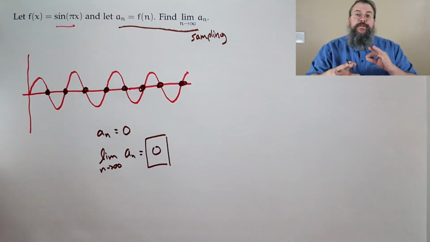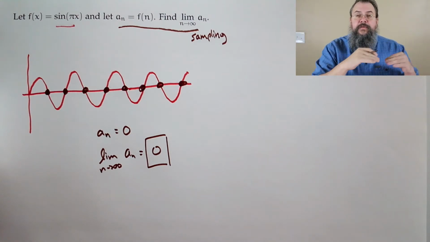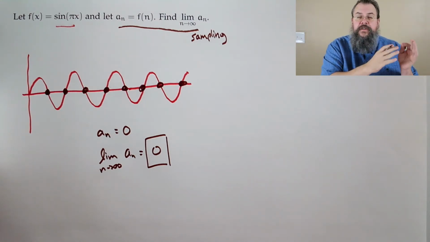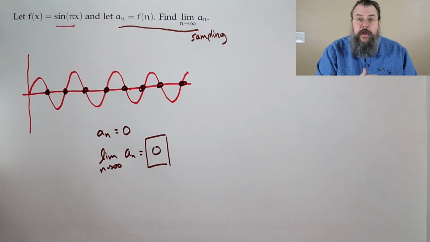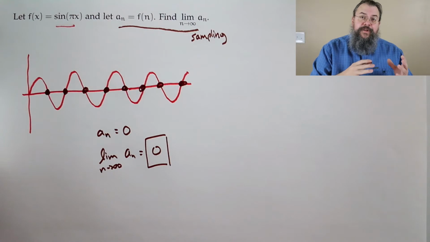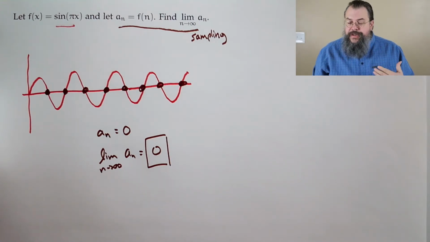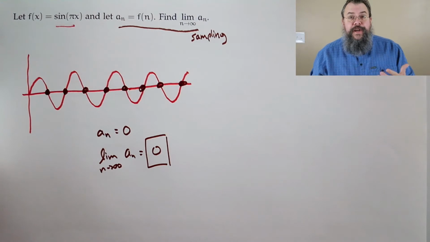So this is a demonstration of the difference between looking at it as a continuous function versus looking at it as integer points where we sample. There can be different types of behavior. In one case, the limit doesn't exist. In the other case, the limit does exist. So just as a word of warning, be careful.